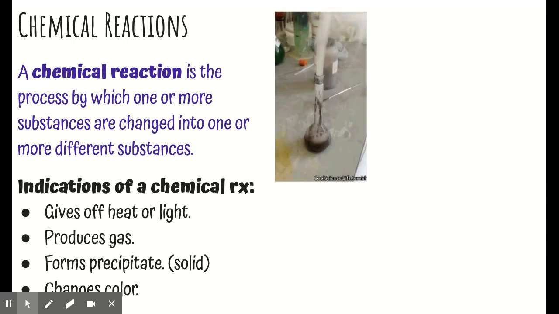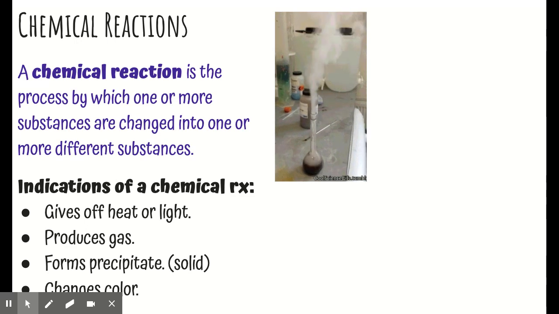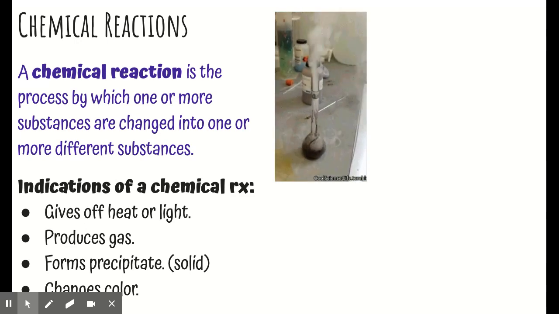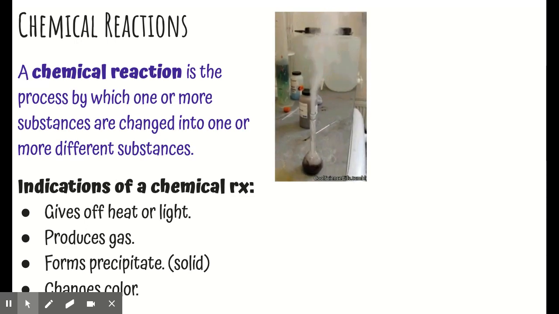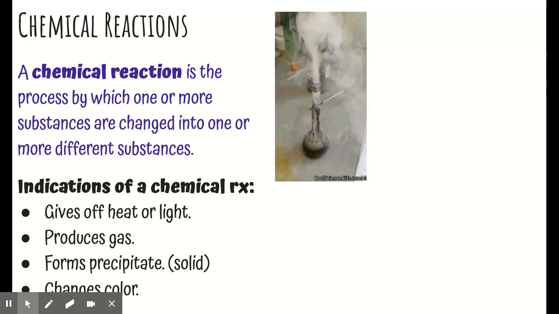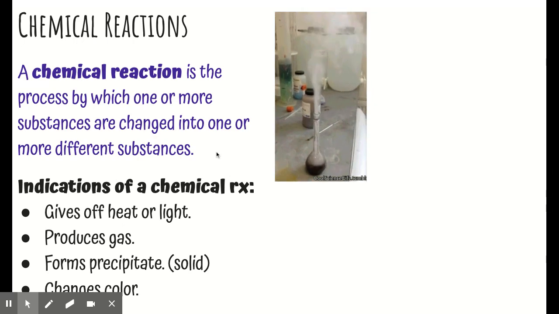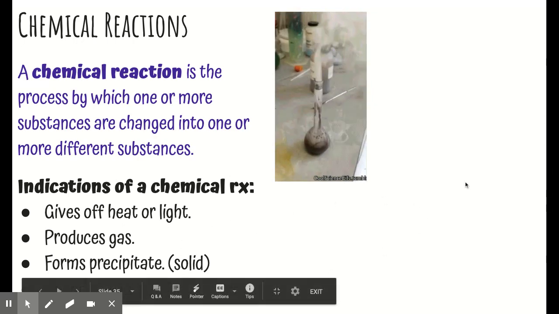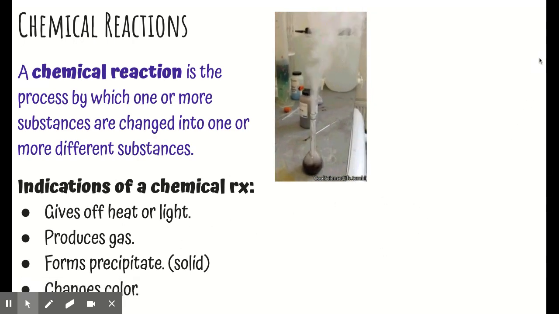one or more substances are changed into one or more different substances. Okay, so really all that means is that you have mixed some stuff together and something happened. Okay, so whether that's giving off heat or light, producing gas, changing colors, all these things at the bottom. So I'm going to show you some examples of those.